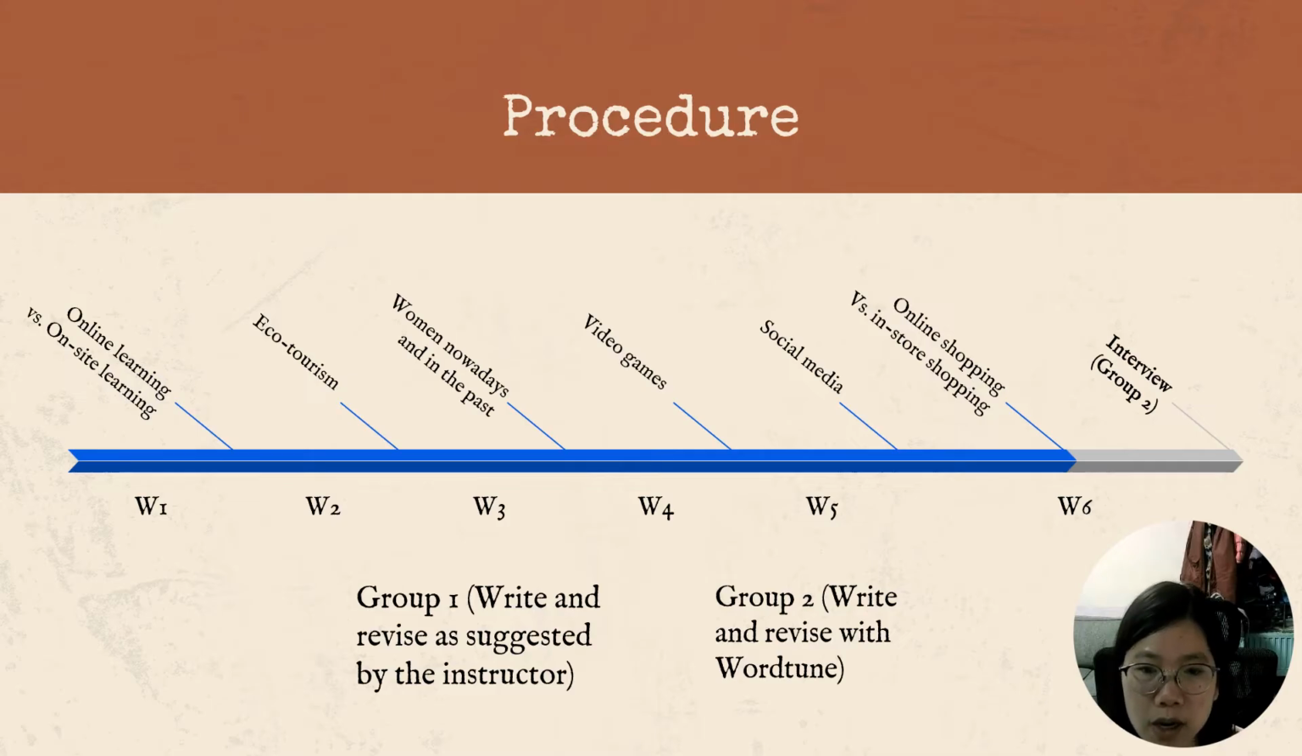For group 1, they will write and revise as suggested by the instructor. For example, they need to improve some parts in the essay, but the instructor only gives them some suggestions. But in group 2, they need to use the tool, and they have different options to consider, as shown in the example.